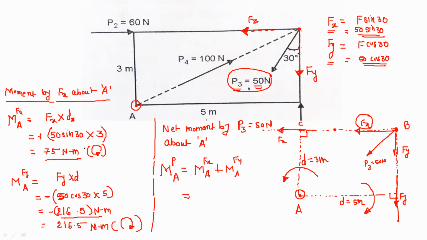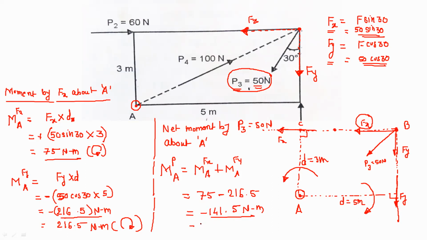So what is the Fx value? It is positive because it is anti-clockwise, so it is 75. And then moment by Fy, it is minus 216.5. So this is the importance of this negative sign. Do not take this as a positive. Actually, this is clockwise, that means it is negative. So in the calculation, we have to take the direction. So minus 216.5. This will give the net moment of the force P about the point A, and that is equal to minus 141.5 Newton meter.